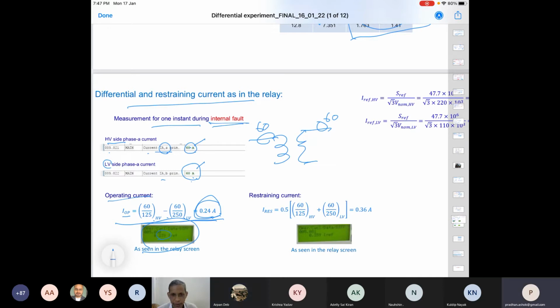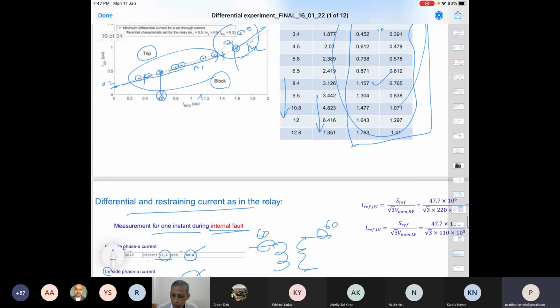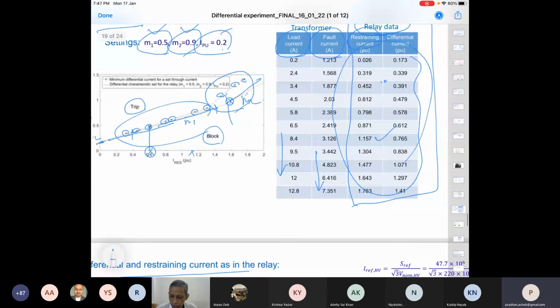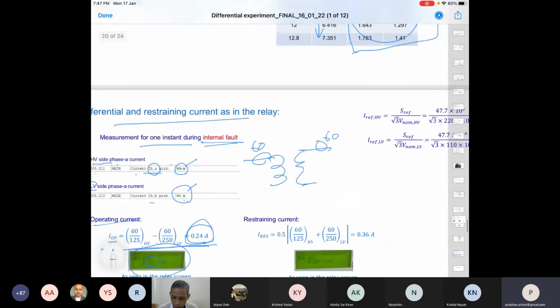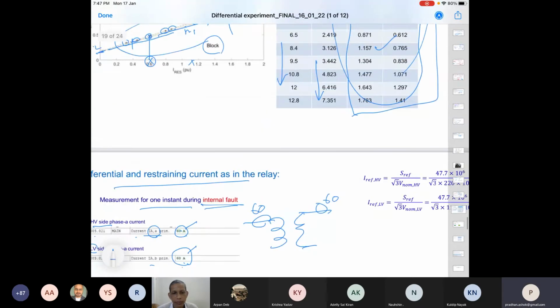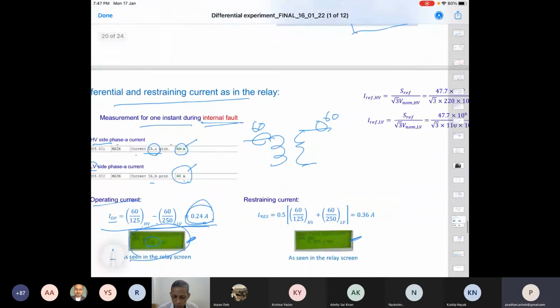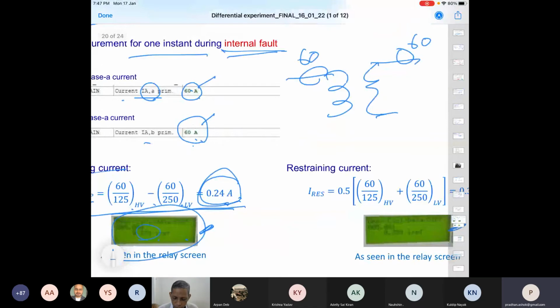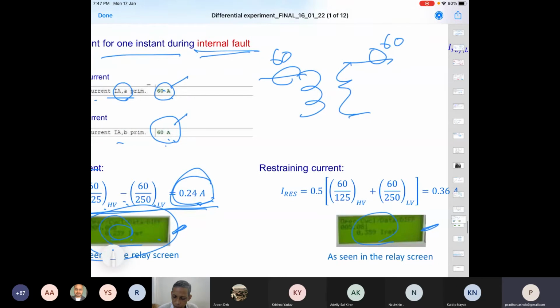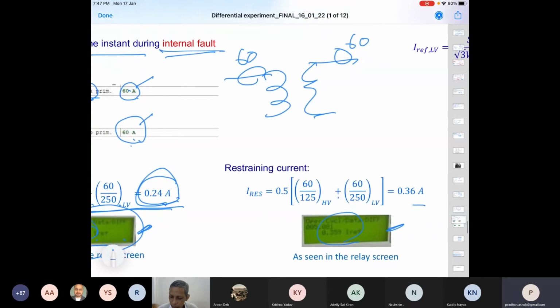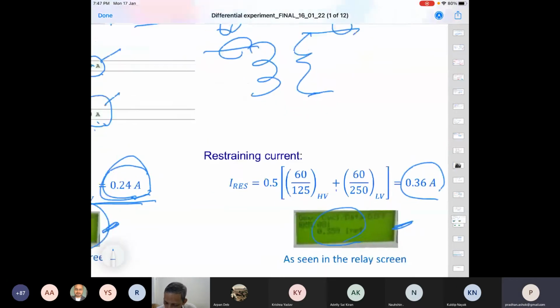Yes. So finally, this is nothing but the characteristics which you are talking about, restraining current and the differential current the relay provides. These are the sets we are noting from this, and we have tabulated them. So at a given situation, what the relay sees, how much restraining current and differential current. Restraining current, consider if this is minus, this will be plus. So the restraining current will be 0.36. Here it is showing 0.359. So our calculation shows this.